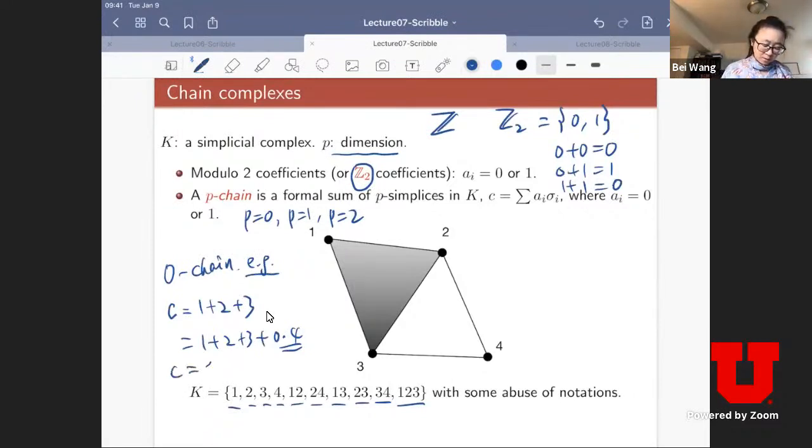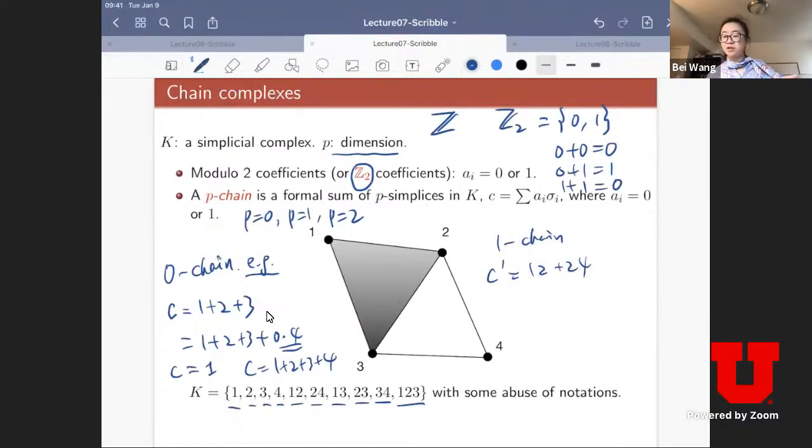It can be a single vertex, 1. Or it can be all the vertices, 1 plus 2 plus 3 plus 4. So this is a bunch of linear combinations. And a 1-chain is a linear combination of 1-simplices. So what is a 1-chain? For example, 1-2 plus 2-4 is a 1-chain, right?